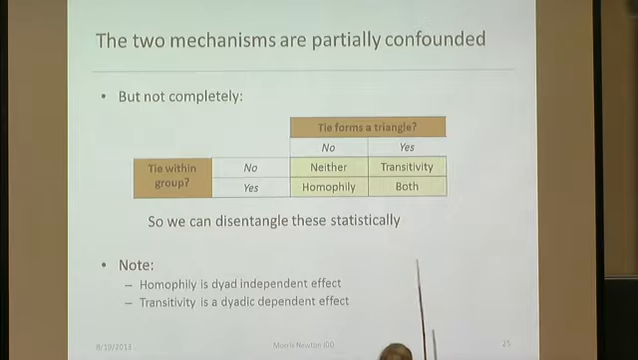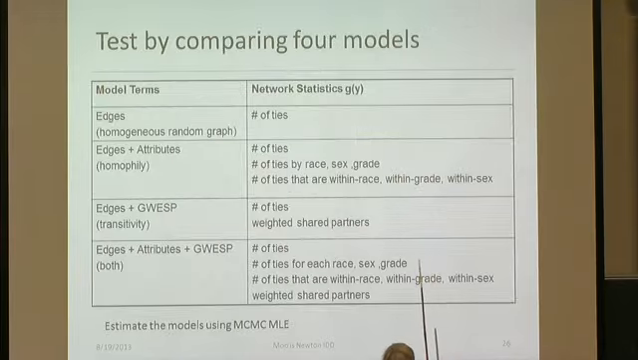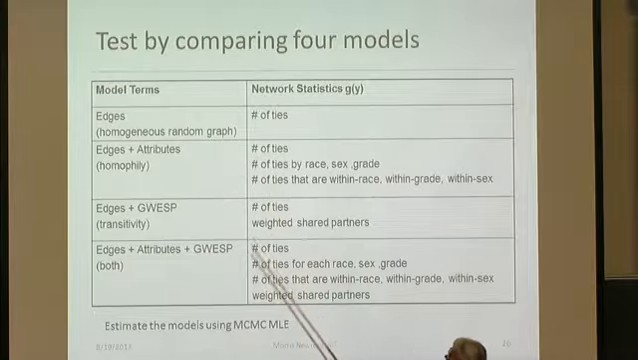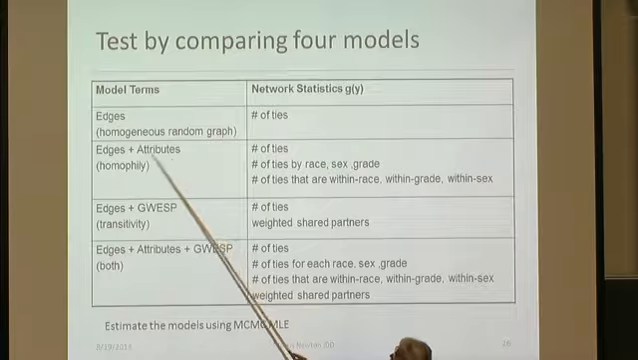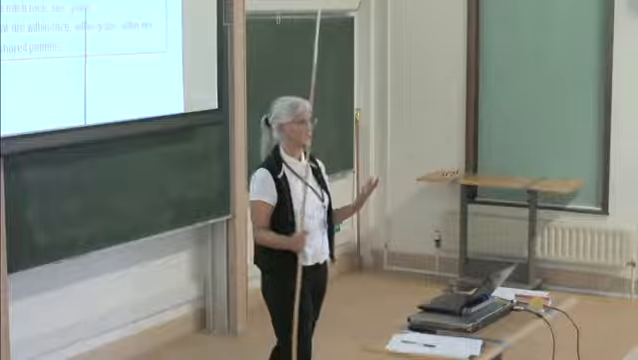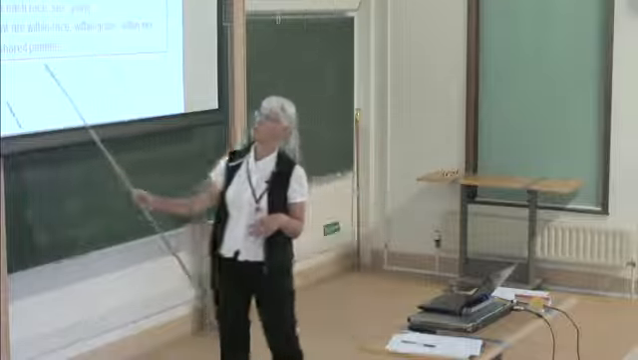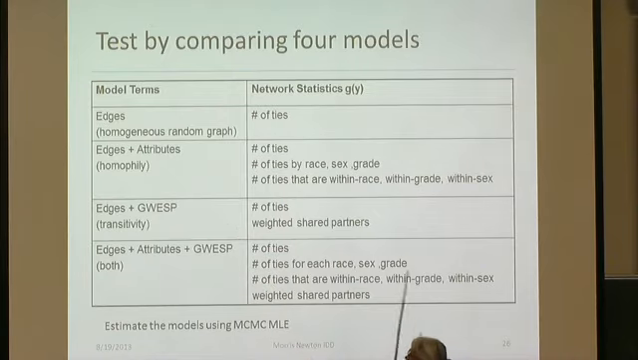So we end up using this approach to distinguish between homophily, transitivity, and some ties, of course, do neither, and some ties do both, by comparing 4 models. This is the Bernoulli random graph. A model that just has nodal attributes in it, so none of the dyadic dependent terms. A model that just has the transitivity in it, and then a model that has both.